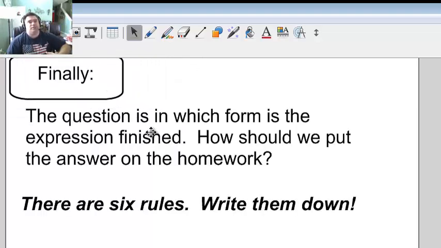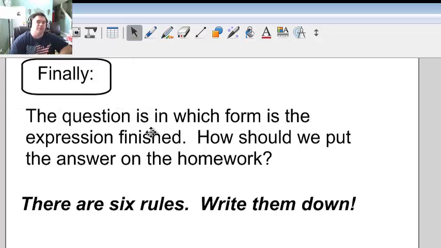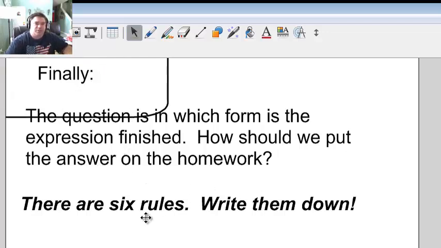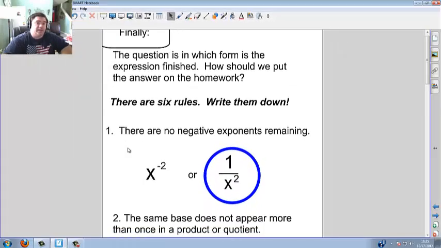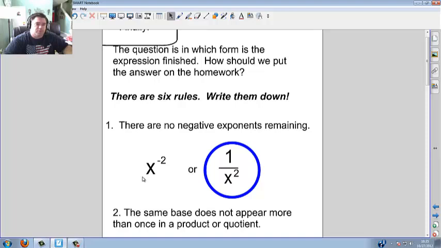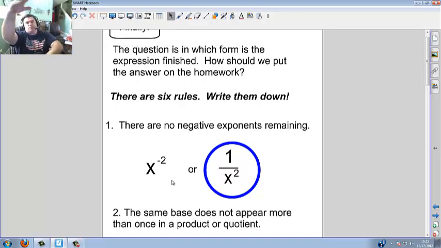Finally, the question is, in which form is the expression finished? How should we put the answer on the homework? There are 6 rules. These rules must be abided by. There are no negative exponents remaining. So if you have x to the negative 2nd, now we have to convert to a positive exponent. How? If it's negative, just flip. So instead of x to the negative 2nd, flip it to 1 over x squared.